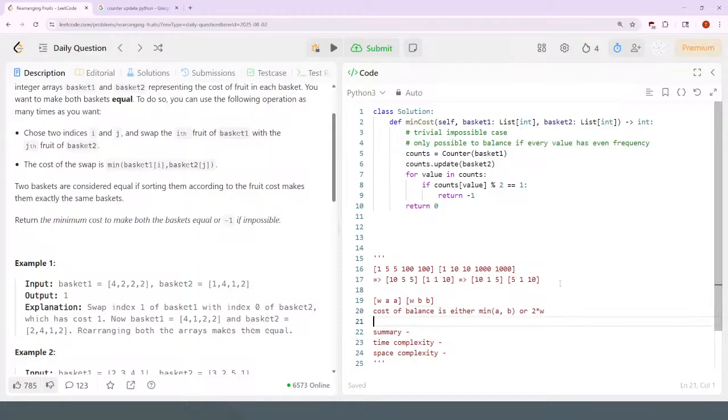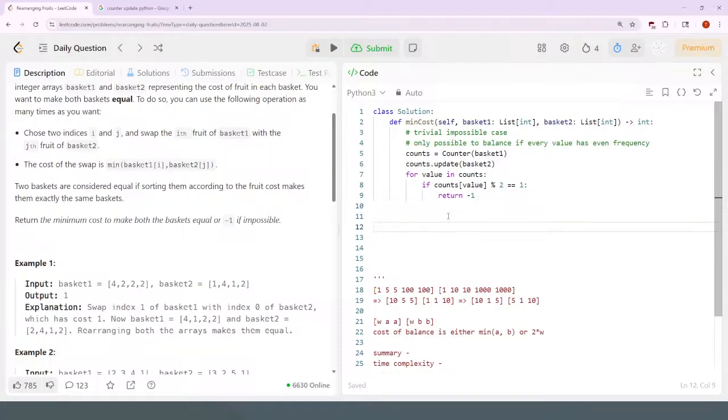And I guess you do that for every pair. At some point, 2 times W is just smaller than all your remaining pairs. So you just do 2 times W for every 2 pairs that you have that need to be balanced. Yeah, okay, I think that's right. Alright, so let's go ahead and try to code this out.